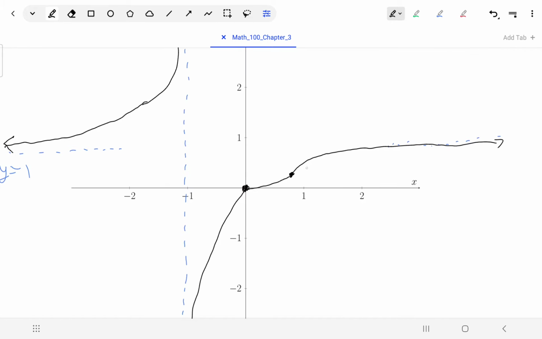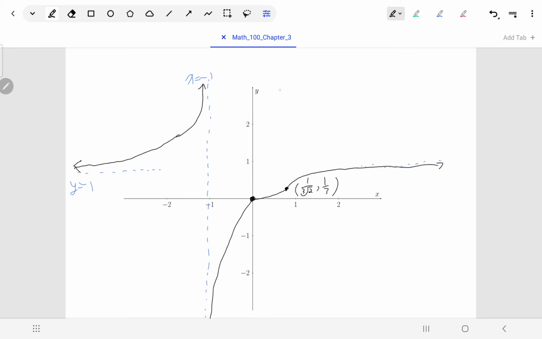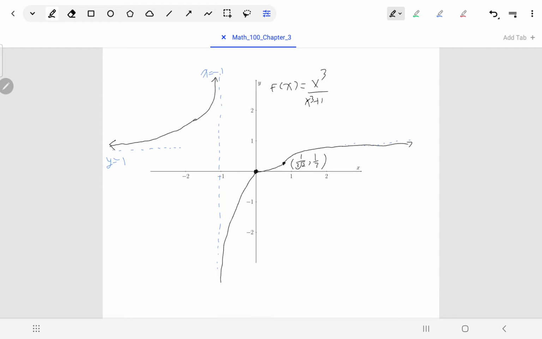And I guess last thing for me to do is just label my point, (1 over cube root of 2, 1/3), and then I can just label my function somewhere over here. So this is f of x equals x cubed over x cubed plus 1. Nice.